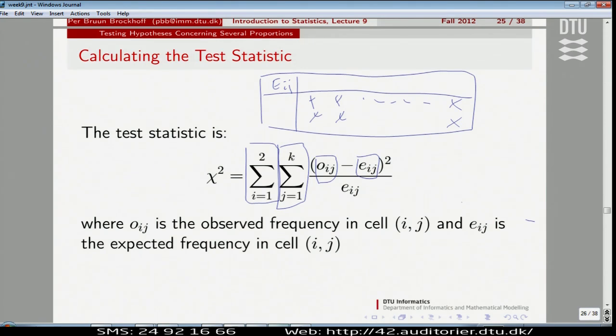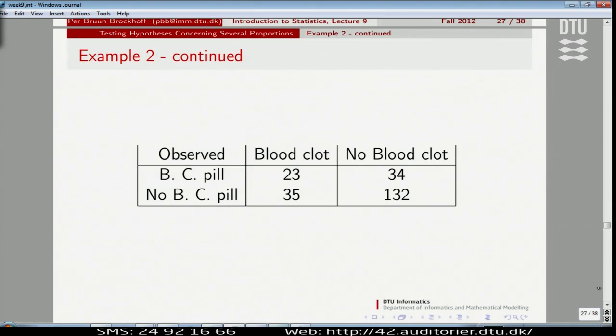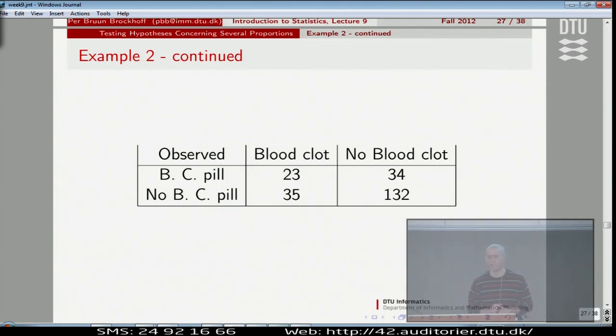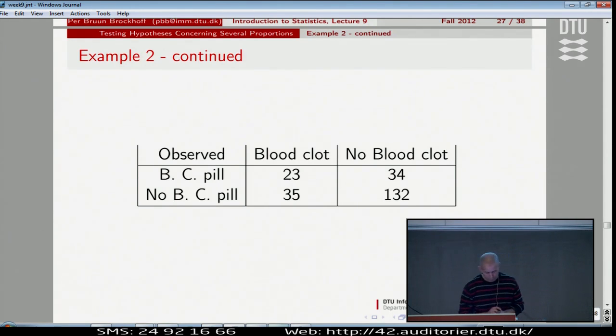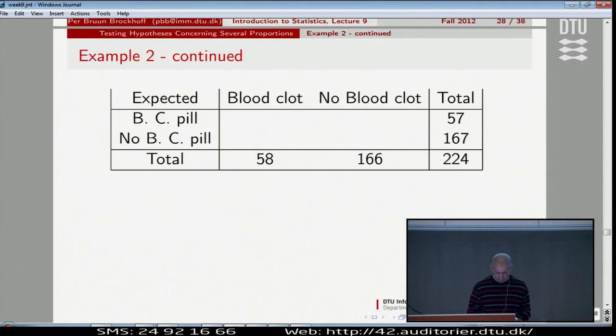And I do it this way. I square those differences, and I relate it to the expected values. Actually, this could be a bit sort of out of the blue here. Why should we do this way of comparing? I think before I show you the remaining slides, let's start doing it in this example with the birth control data here.